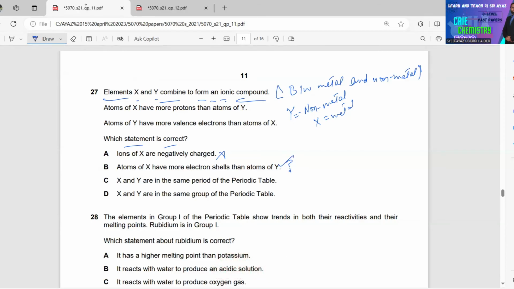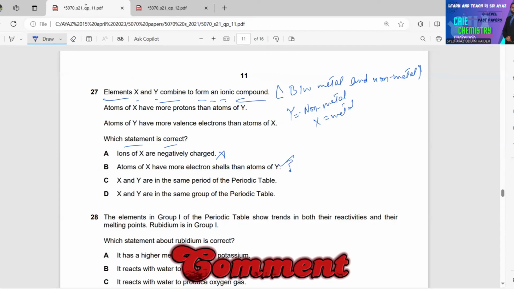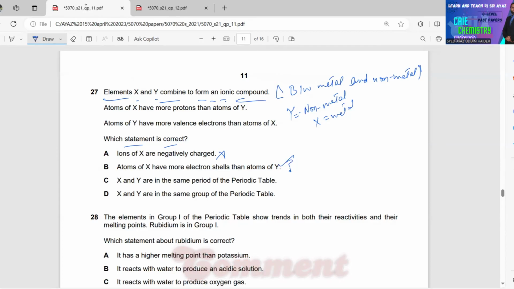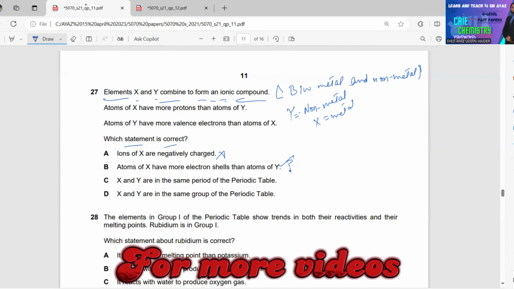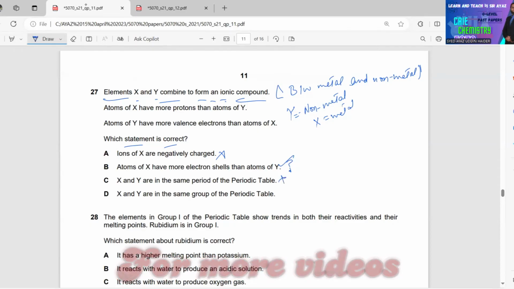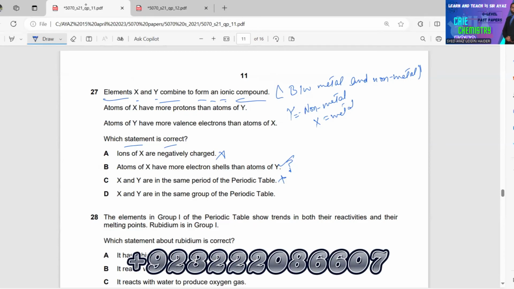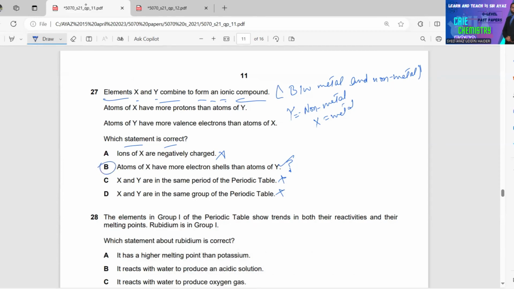Number C, X and Y are in the same period of the periodic table. So are these in the same period of the periodic table? Now, if they are saying X has more protons than atoms of Y, and also atoms of Y have more valence electrons than atoms of X, so this statement must be wrong. Both of them can't be in the same period. D, X and Y are in the same group of the periodic table. This is also incorrect. Metal and non-metal, they belong to different groups. So B must be the right answer for this question.